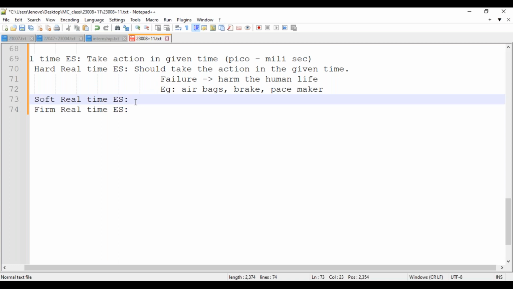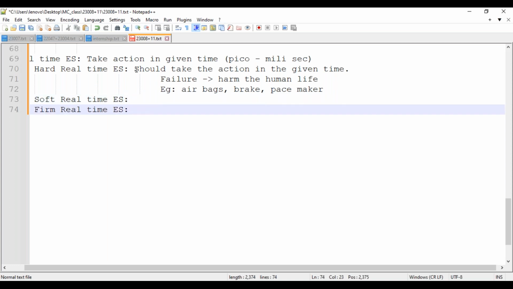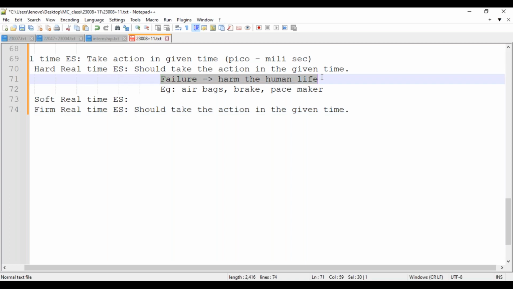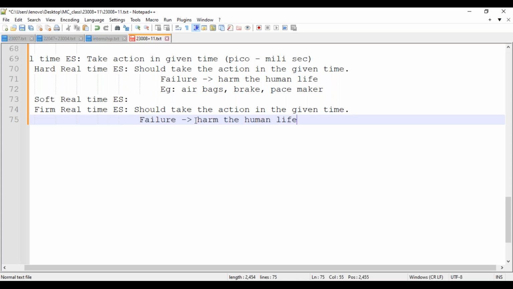Now, when it comes to the firm real-time system, it's actually the same, you have to take the action in the given time, but failure is not harming human life. Instead, it is just going to cause some losses. So I would say a firm real-time system is a type of hard real-time where human life is not at risk.